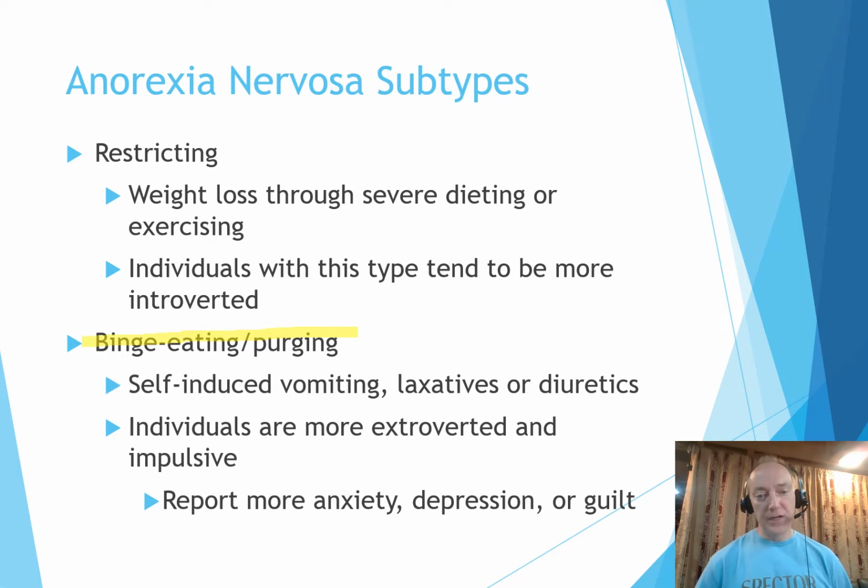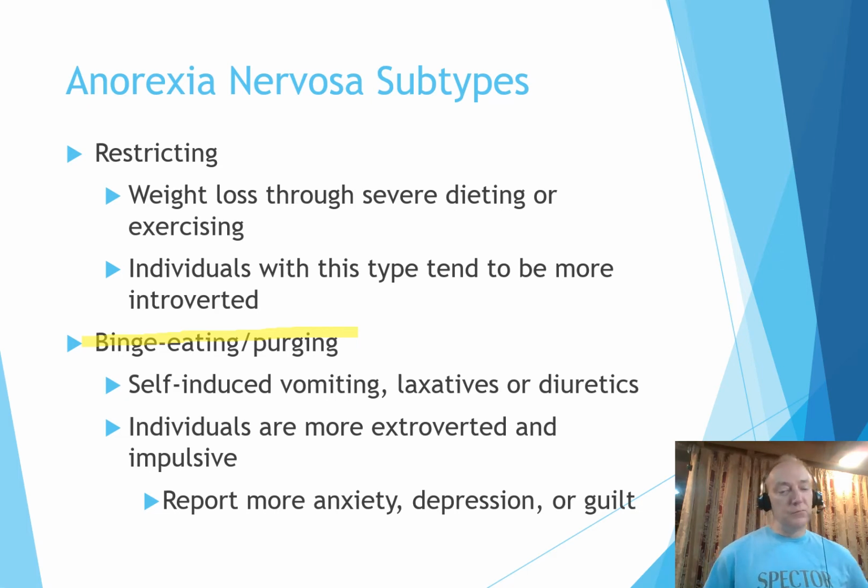Now here is where it gets challenging, because this is what the next disorder we're going to talk about, bulimia nervosa, is all about. So in the binge eating purging subtype, there will be episodes of the person overeating, but then typically engaging in some compensatory behavior, usually self-induced vomiting, but sometimes abuse of laxatives to get out all of the food. In terms of personality, they tend to be higher on the extroversion scale, but more impulsive. They also report more anxiety and depression.